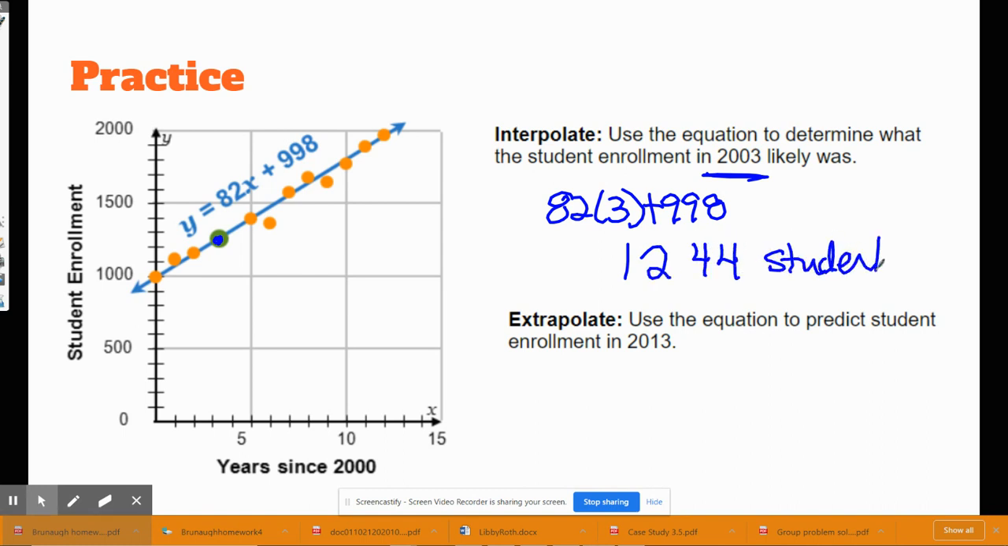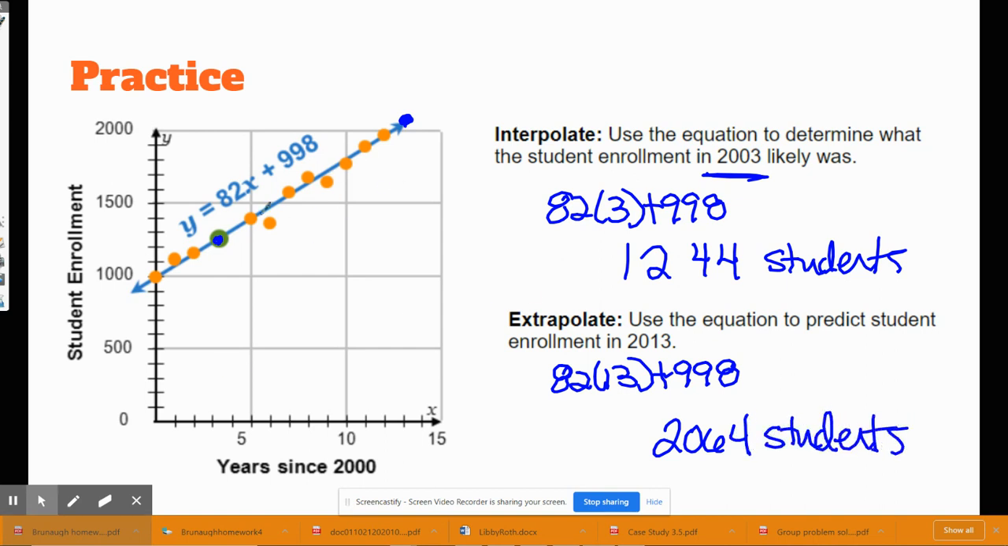We should label. Now, 2013 is just barely outside. This is technically extrapolation, but it's just barely outside the limit. So we're going to plug 13 in. It's a little riskier since it's outside of my data set. That's 2,064 students. It is important to know that just because interpolating happens inside and is less risky, and extrapolation is a little more risky, you're still going to make mistakes sometimes.